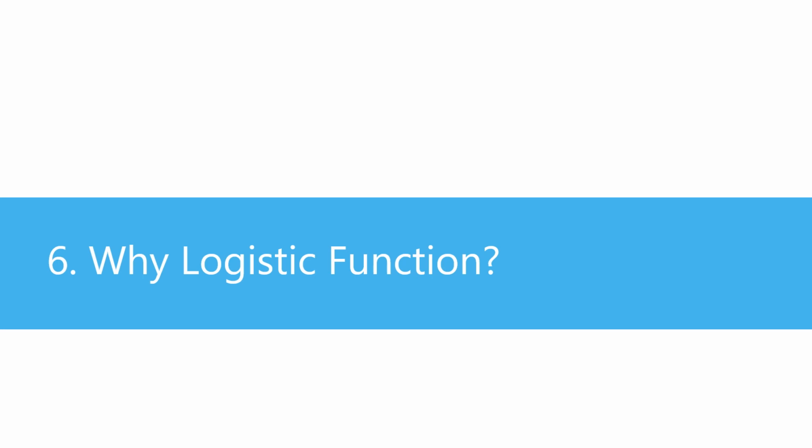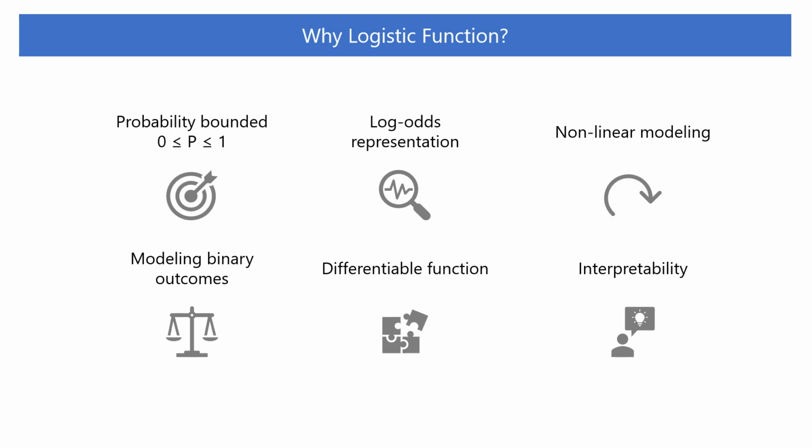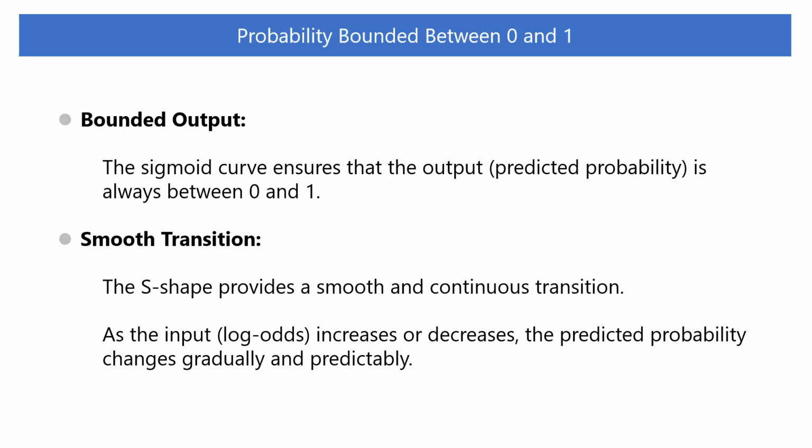6. Why logistic function? As we already know, logistic regression uses a logistic function. But why is it meaningful for logistic regression to use a logistic function? Logistic regression uses the logistic function, which produces an S-shaped curve to model the probability of a binary outcome. This choice is both meaningful and necessary for these reasons. Let's see these reasons one by one.